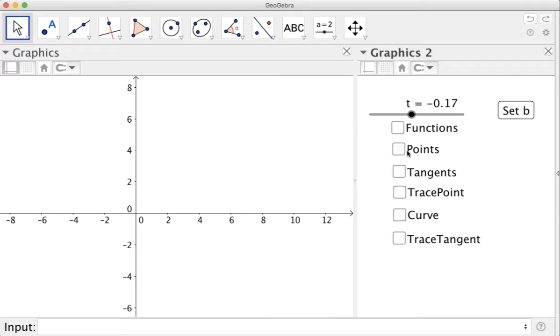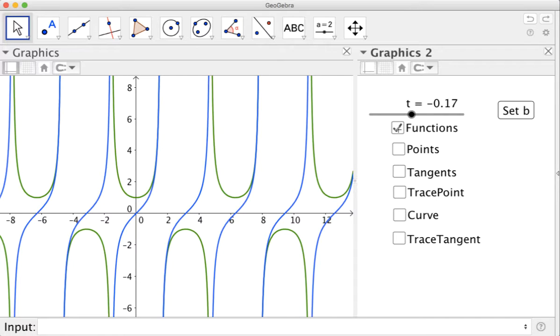Okay, suppose that we have two functions, the secant of x and the tangent of x. The tangent of x is the blue curve, and the secant of x is the green curve. Suppose, moreover, that we have 2 points, and we have this slider right here that goes more or less from negative pi over 2 to just under pi over 2.